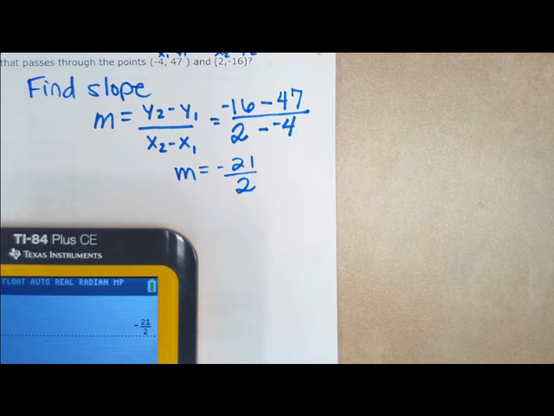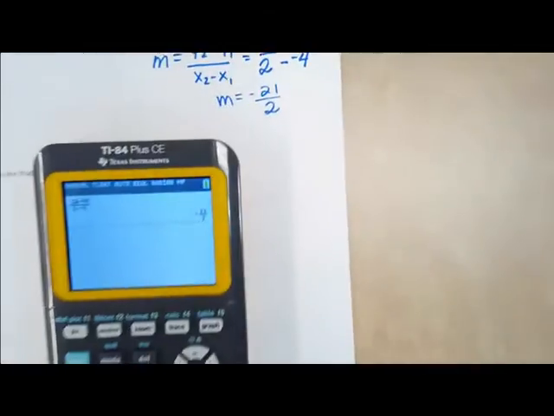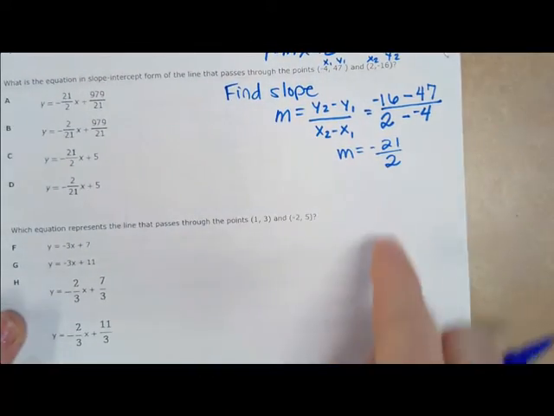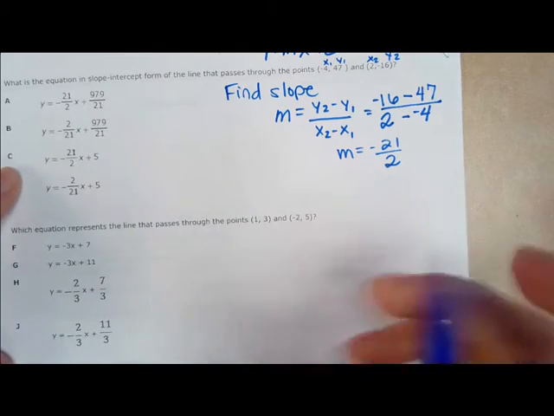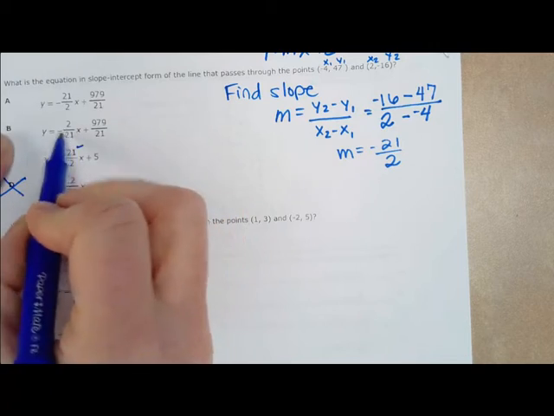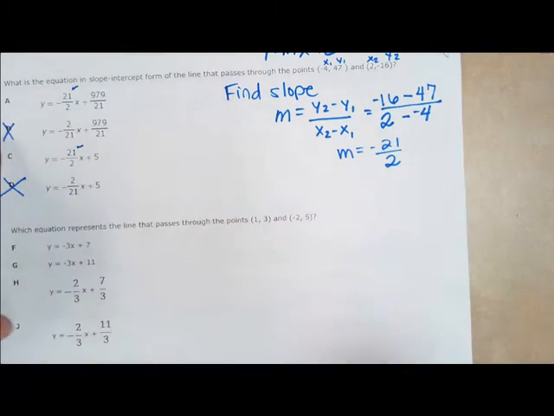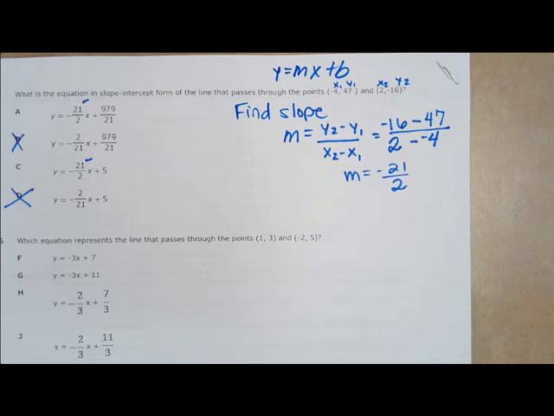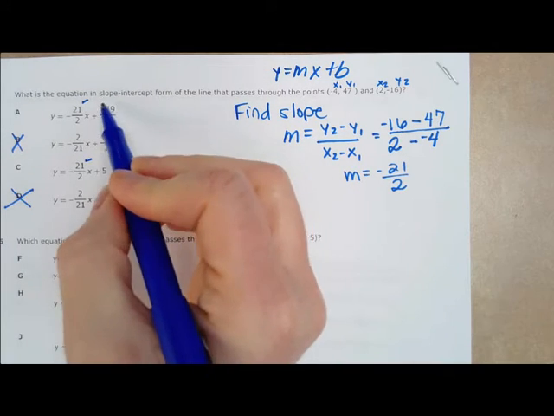Now that I have my slope, then I can narrow down my choices. So negative 21 over 2. So that one's the correct one. This is not. That is not. That is the correct one. So then the next thing to check is what is the b value.